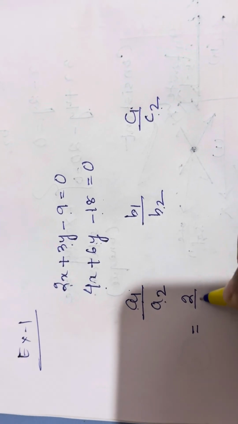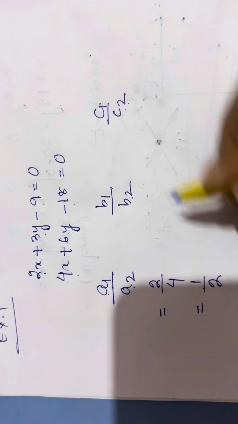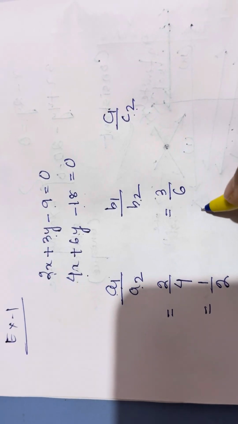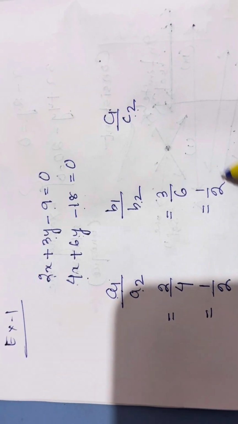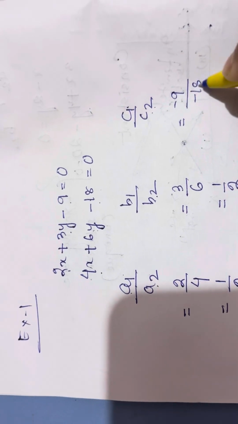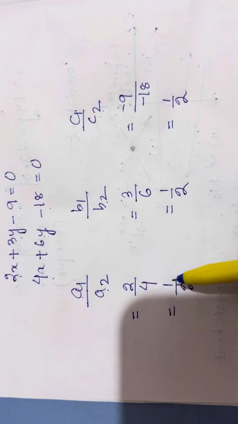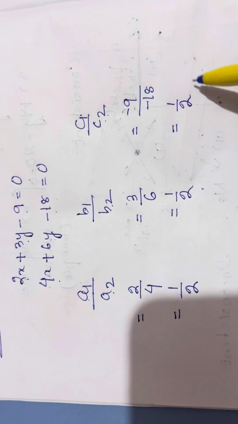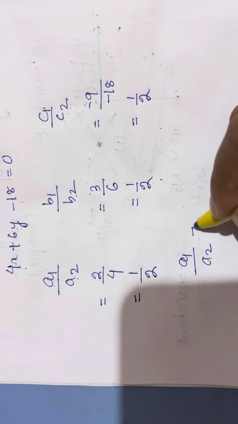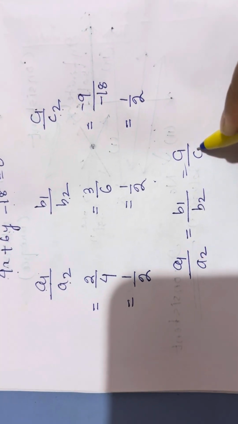Let's find out what is a1 by a2. a1 by a2 is 2 by 4. Let's cancel it out, we'll be getting 1 by 2 here. Then let's take b1 by b2. This is 3 by 6, which is equal to 1 by 2 again. Let's take c1 by c2. This is -9 by -18, which is equal to 1 by 2 again. So we can see a1 by a2, b1 by b2 and c1 by c2 are all equal here: a1 by a2 = b1 by b2 = c1 by c2.